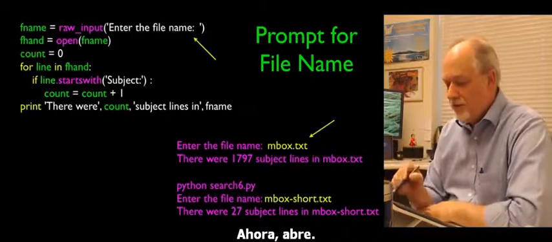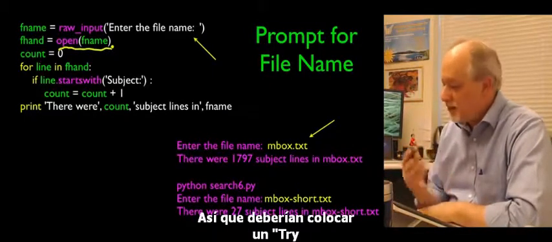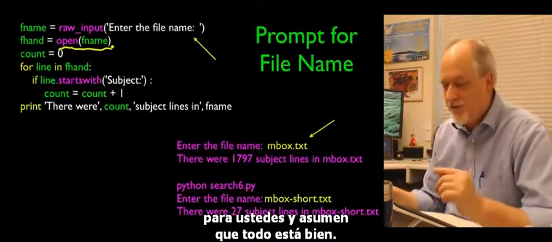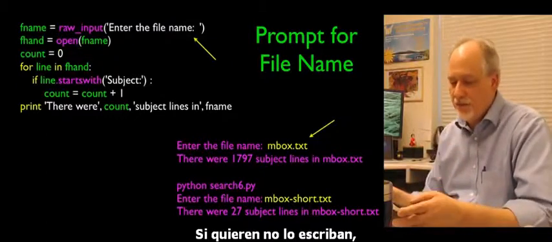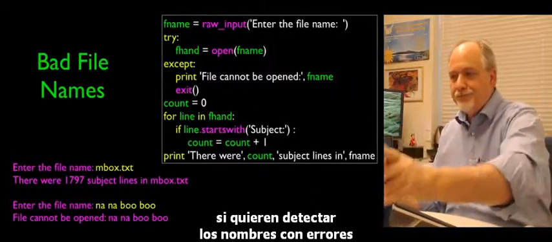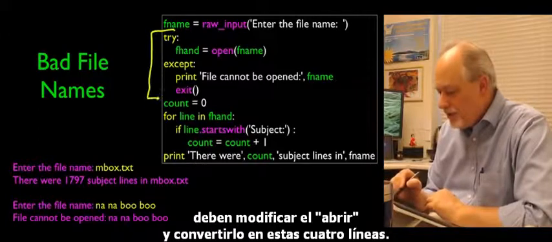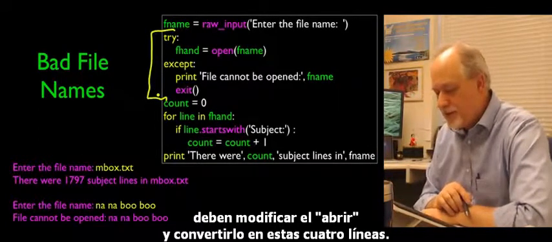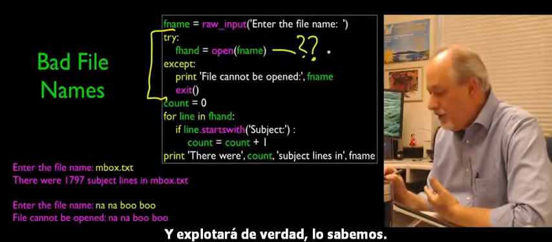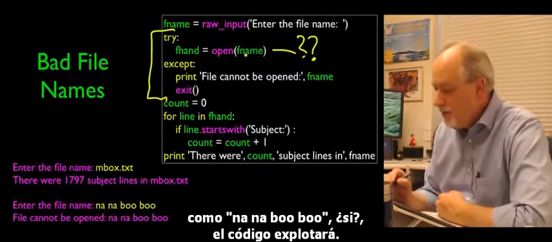Now, the open statement fails if the file name doesn't exist. So you might want to add a try and except around that. If you're just writing code for yourself and you assume that the data is okay, then you don't have to write try except. But if you want to catch a bad file name, then you take the open and turn it into these 4 lines. So this is the code that we think might blow up. We know it's going to blow up if they enter a bad file name like Nana Boo Boo, right?